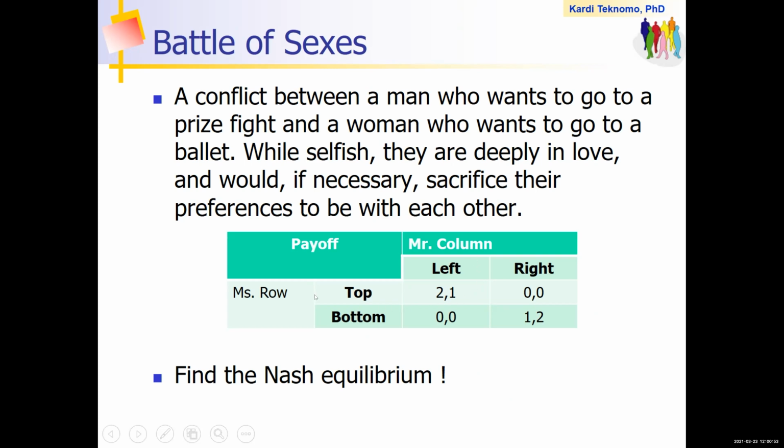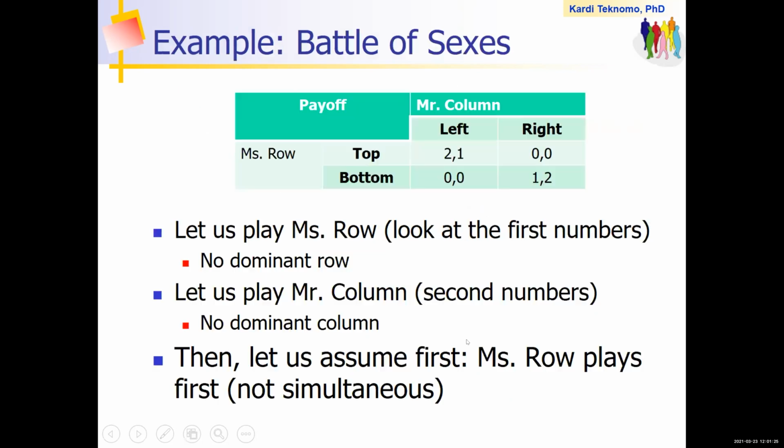So Miss Row has to choose either top or bottom. Miss Column has to choose either left or right. Top and bottom represent the ballet or the fight. Left and right again represent the ballet or the fight. So now, can you find the Nash equilibrium?